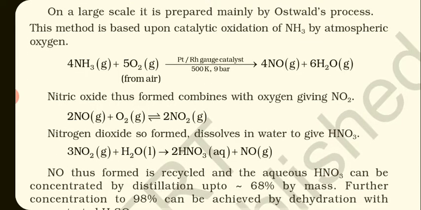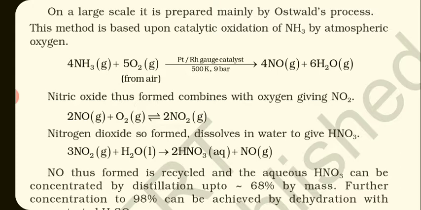On a large scale, it is prepared mainly by the Ostwald process. This method is based upon the catalytic oxidation of ammonia by atmospheric oxygen. This is very important and may be asked in examination. Write the preparation of nitric acid by the Ostwald process. So you have to write this answer from here.